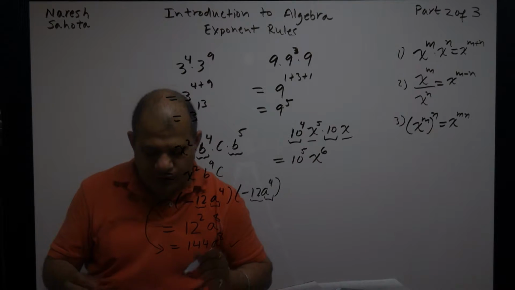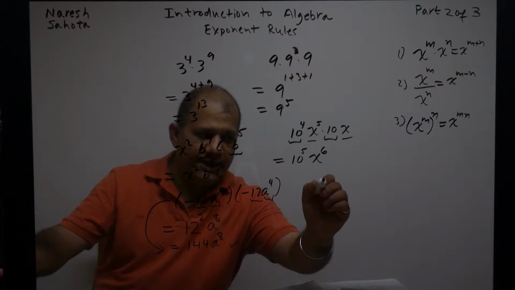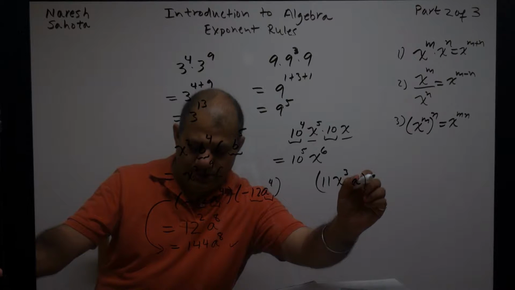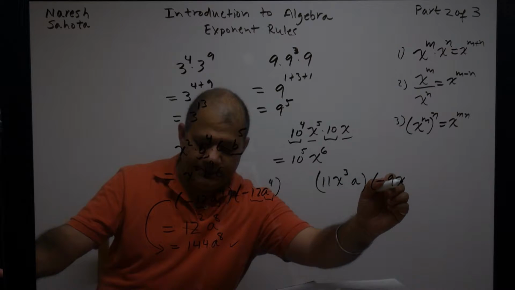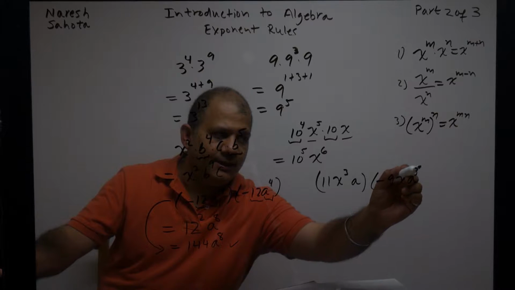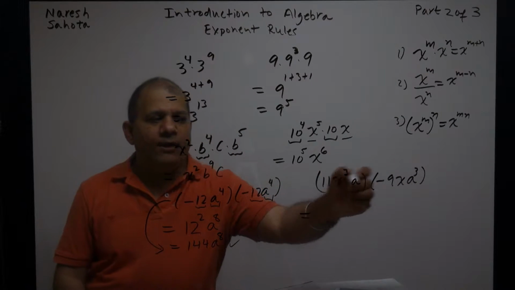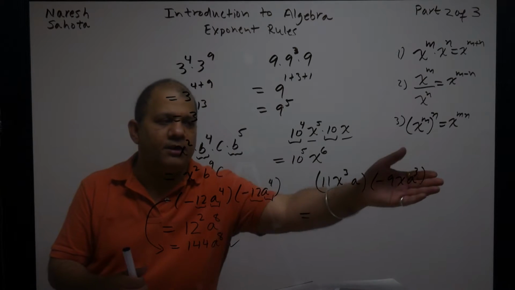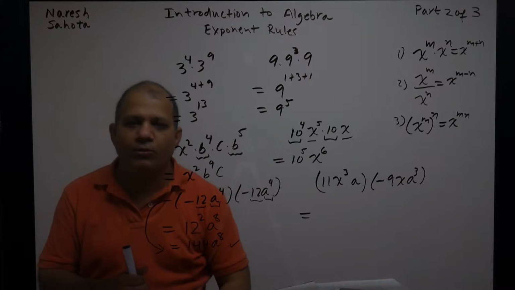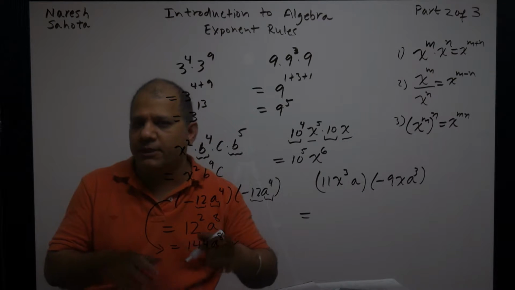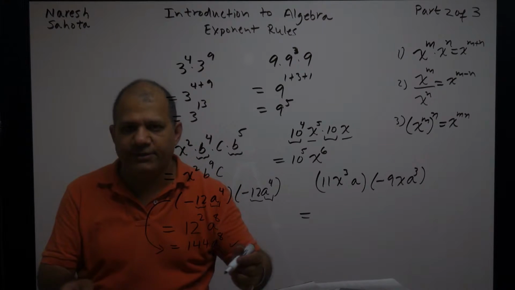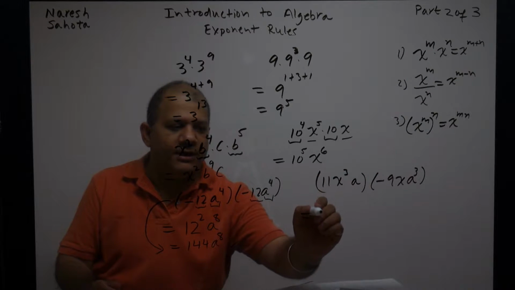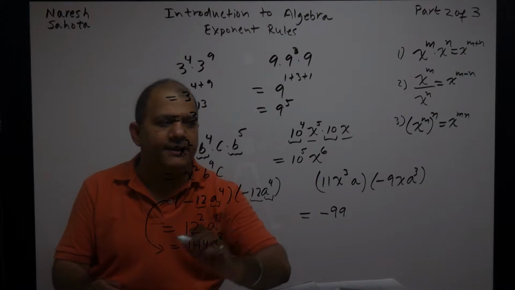Alright, now let's do another example. We have, let's say, 11x to the 3a times negative 9x a to the 3. Now we're multiplying, right? We're not just sticking to the same base, we're multiplying whatever expressions, whatever terms were given. We can mix and match everything, because now we know the three rules, right? So 11 times negative 9, that's going to give me negative 99.